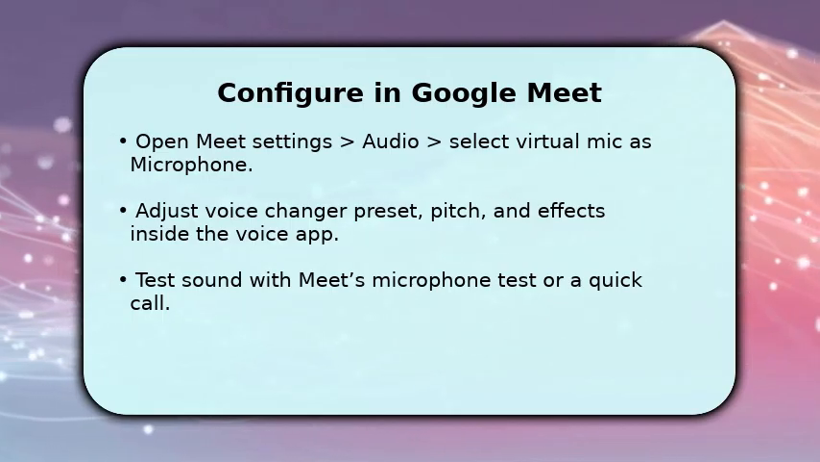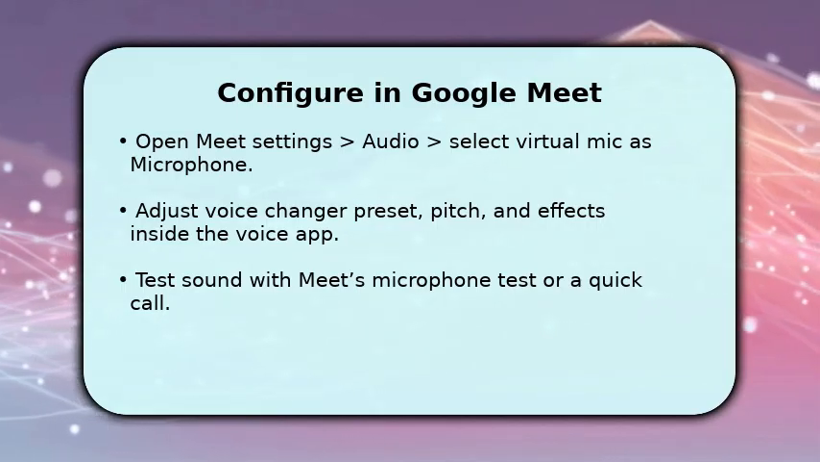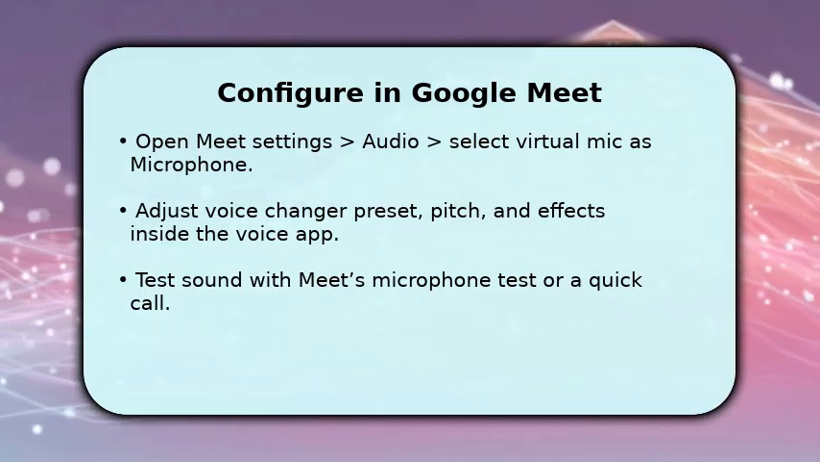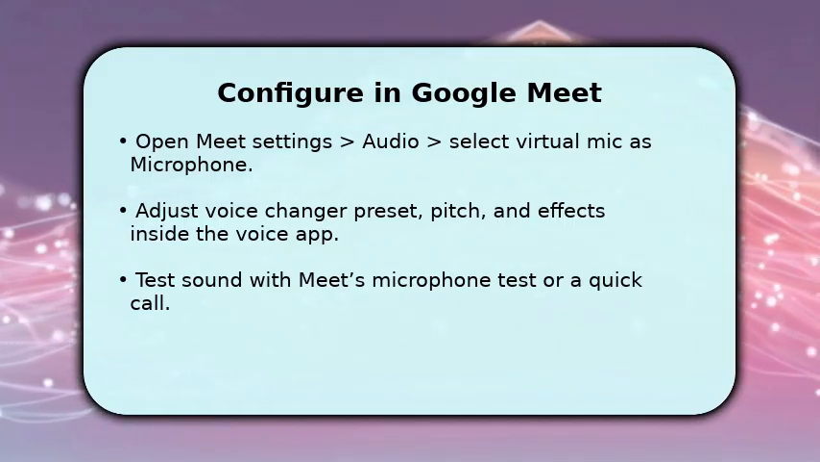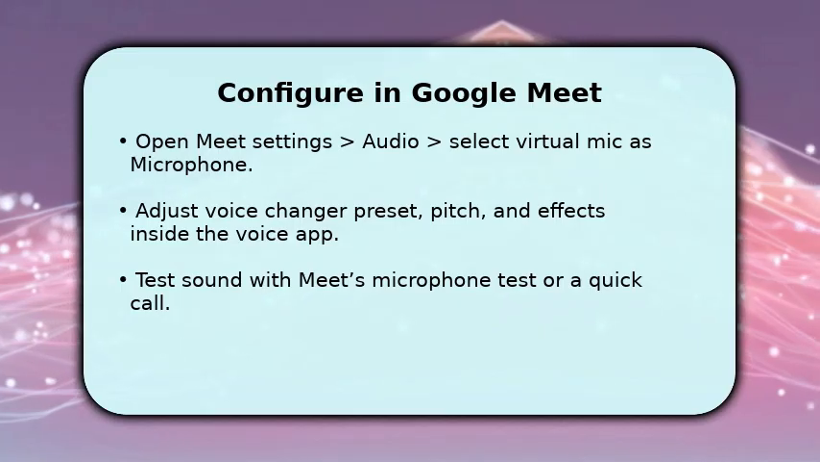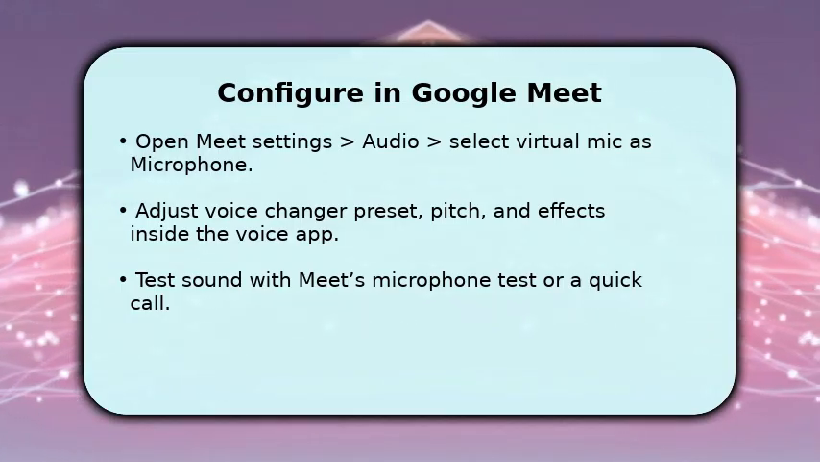Next, switch back to the voice changer app and choose a preset or tweak pitch, formant, and effects to get the desired tone. Once adjusted, run Meet's microphone test or start a brief test call with a friend. Listen for latency and clarity. If levels are low, raise the output in the voice app and recheck in Meet settings.